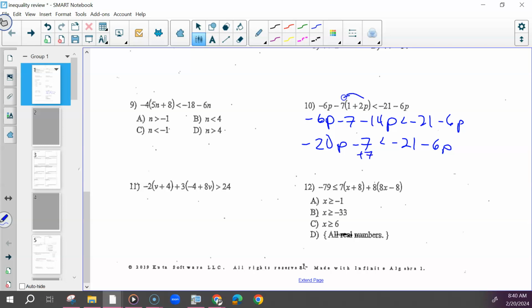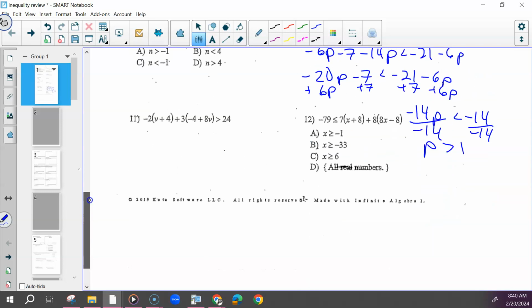So we get rid of 7 and also get rid of 6p. We have negative 14p is less than negative 14, and divide both sides by negative 14. And the sign would change directions, and p would be greater than 1.